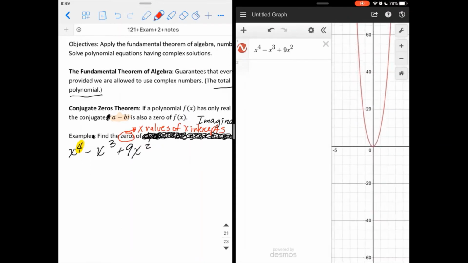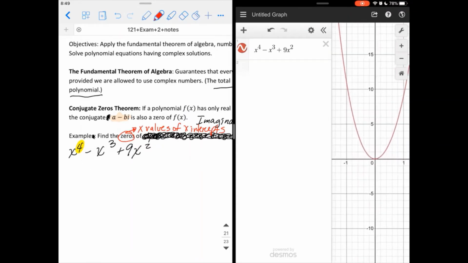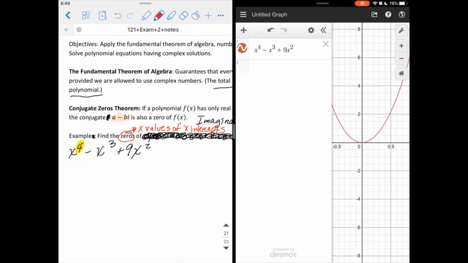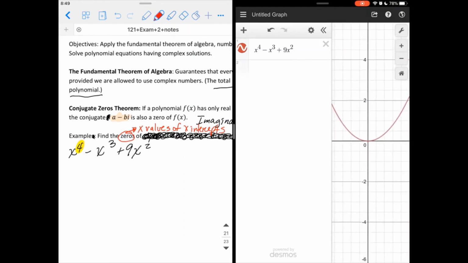Okay, so technically it looks like we have only one answer. But based on the previous notes, if you notice, the graph here touches the x-axis. That means we have a factor here, this factor right there, which is 0, that appears twice.